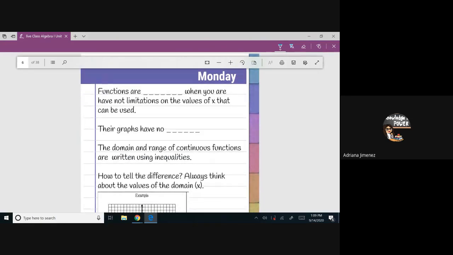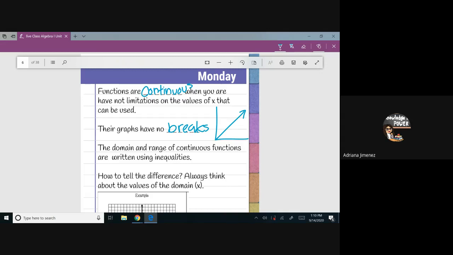All right, functions are continuous when you have no limitations, that means you can use any number that you want. You can use a fraction, you can use a decimal, you can use all the negatives, all the ordered pairs, all the odds, all the evens. Negatives, not really. We talked about it. Real life problems, you can't use negatives. The graphs have no breaks. That means that when I graph them, they just look like lines. Either straight, going up, going across, going down, but there's no break in between.